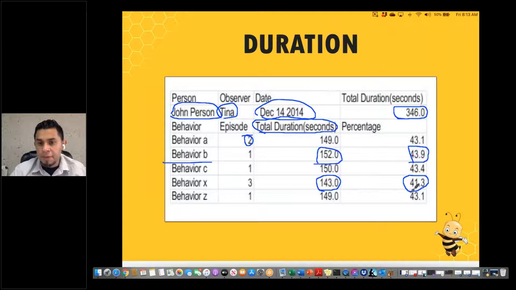This information is really important because duration allows us to measure how long a behavior is lasting. Another thing to look at is what's really interesting here, and I'm pretty sure they did this on purpose: the highest frequency of behavior was the behavior that had the longest duration. And that sometimes happens. You have behaviors that happen very frequently, but they're very short in duration, okay?